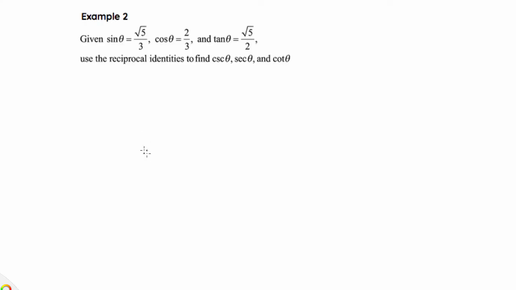Okay, so this is just a quick example of how to find some reciprocals. So we already know sine, cosine, and tangent, so we don't need to write those down. But let's write down the cosecant. And we're finding the angle is theta there, so we're going to write those down. So it's cosecant, secant, and cotangent.